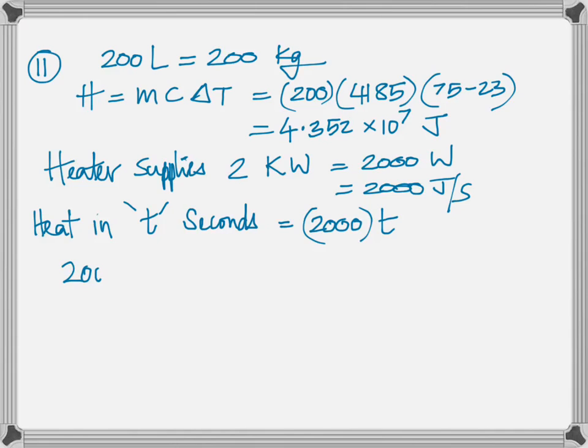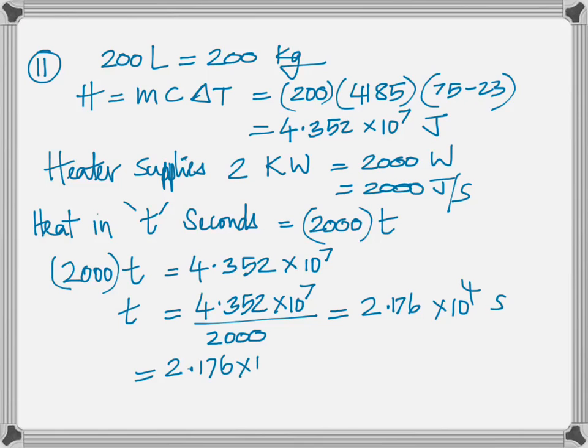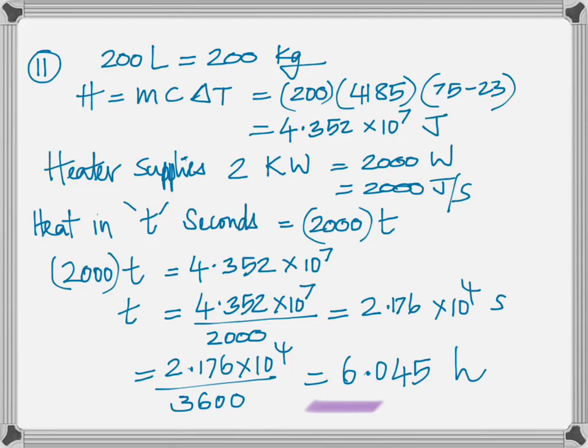Finished. So 2,000 times T is equal to 4.352 times 10 to the 7. So T is, or you could have just divided that if you could work it out in your head. Divide that and you get 2.176 times 10 to the 4 seconds. You've got to change it into hours. Divide by 3,600, and you get 6.045 hours, approximately 6 hours.